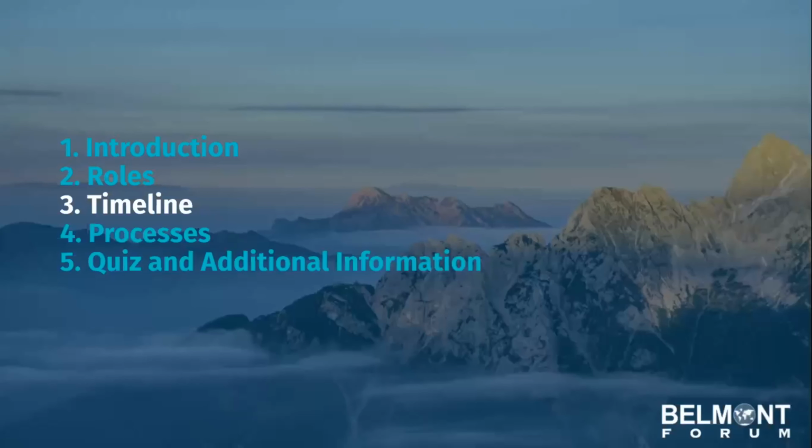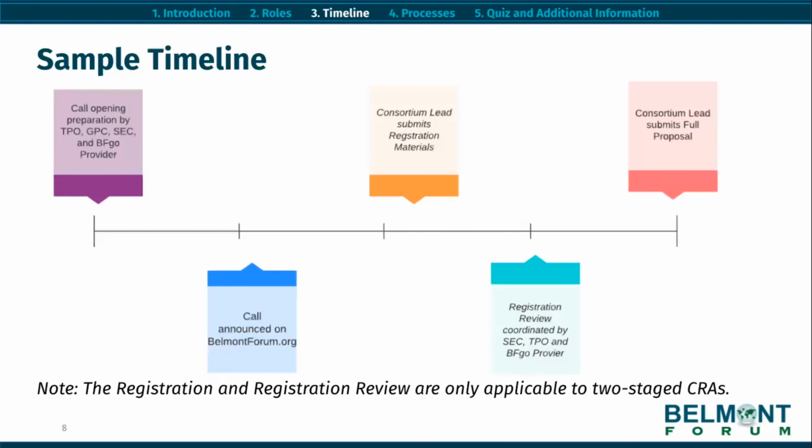We will now review an application timeline for a sample CRA. The application process begins with call opening preparation done by the Thematic Program Office, group of program coordinators, Secretariat Coordinator, and the BFGO provider. The call is then announced on belmontforum.org.